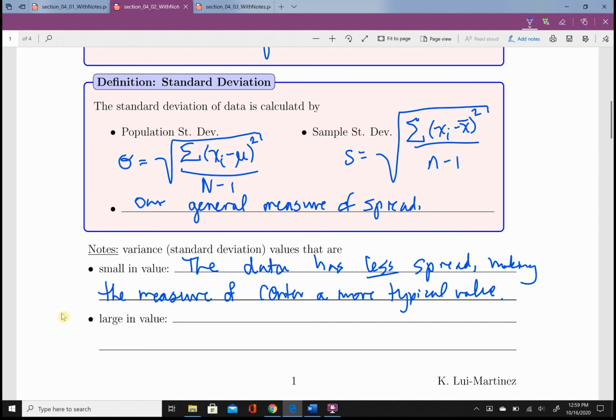Whereas if the standard deviation is large, the data is more spread out, making the measure of center less typical.